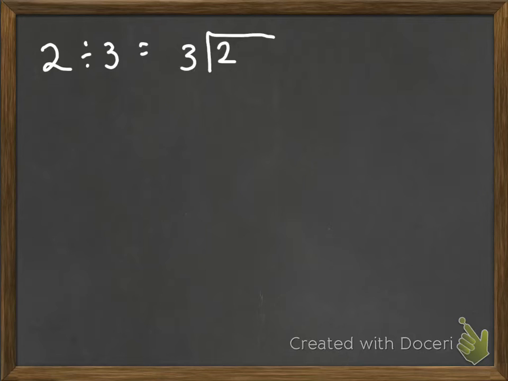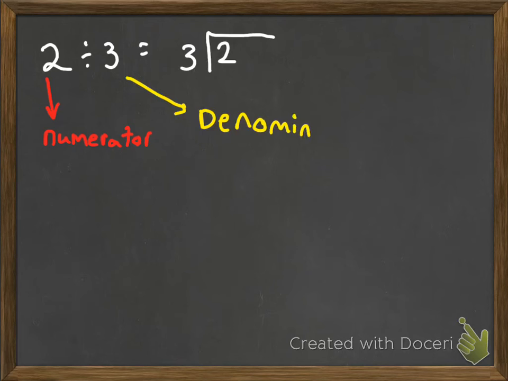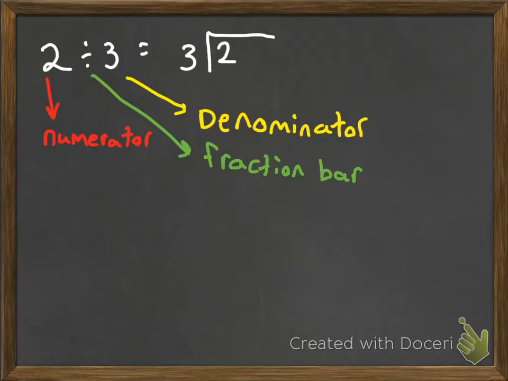We're just going to write this division problem as a fraction, and how you do that is the first number, 2, becomes your numerator. The second number, the 3, becomes your denominator. And then the division symbol becomes your fraction bar. So to write this 2 divided by 3 as a fraction, the answer would actually be 2 over 3, or 2/3. So let's go back to our cans of paint.